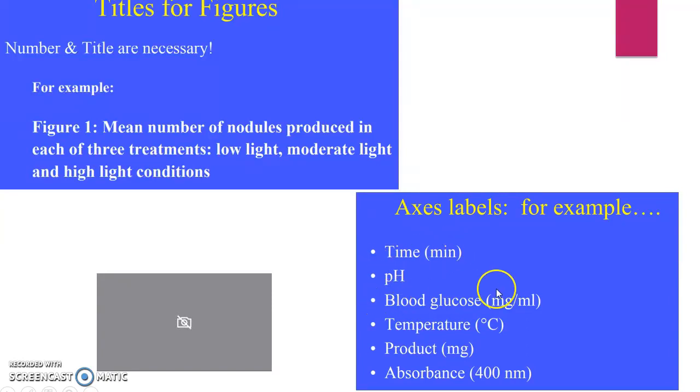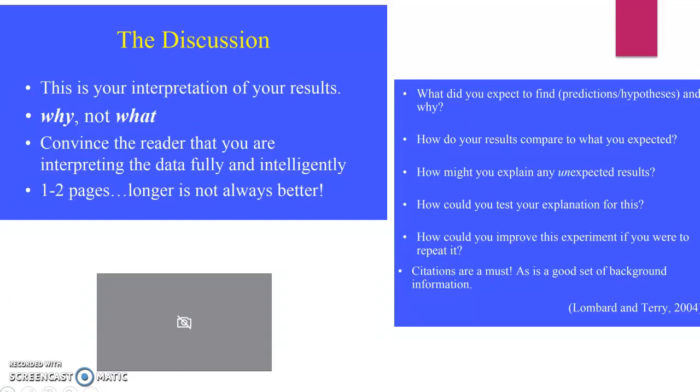pH, blood glucose, milligrams per milliliter. Temperature, degrees Celsius, product, milligrams, absorbance, 400 nanometers, things like this. These are all great examples. Okay, so now let's go ahead and get to the other big part.